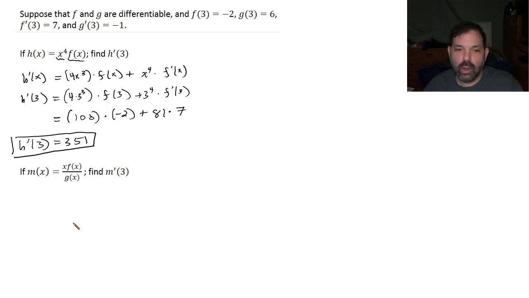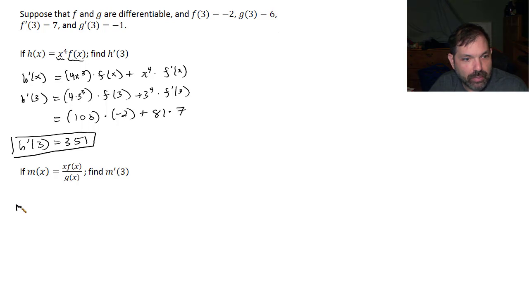So now that you've got that, why don't you try this second exercise? M of x is x times f of x divided by g of x. Find m prime of 3. Now's a good time to pause. This one's a little tougher because we have a quotient, so we're going to have to use the quotient rule. But if we look at the numerator, that x times f of x is also a product. So we're going to have to use the product rule as well in one of our steps. So it's a little bit tougher.